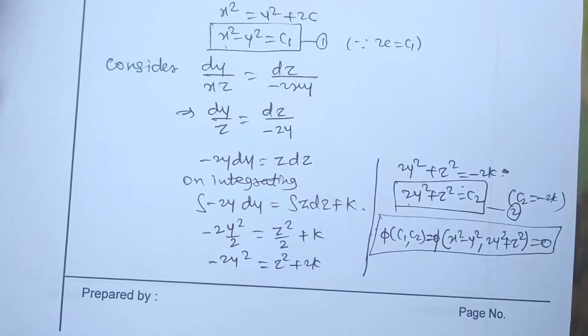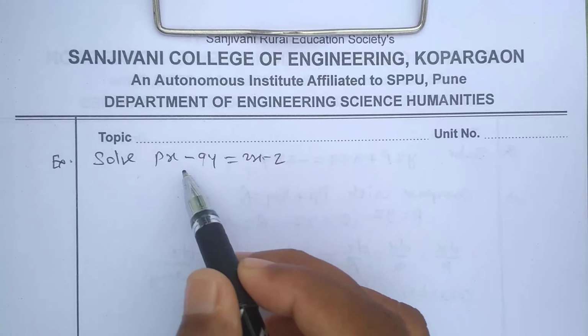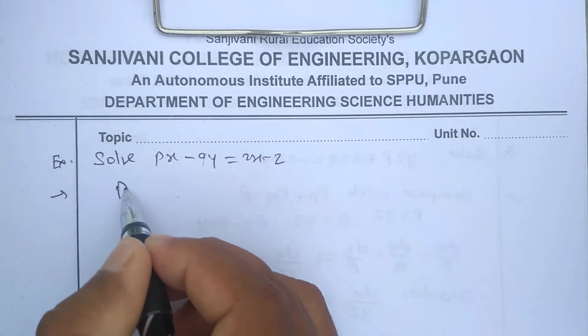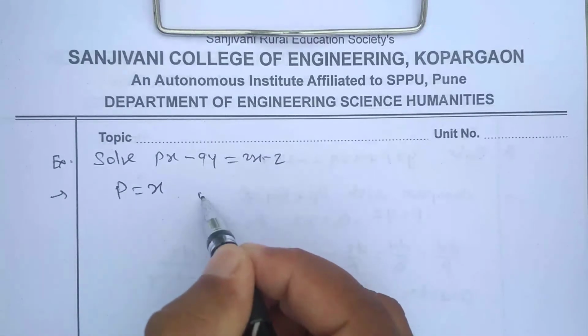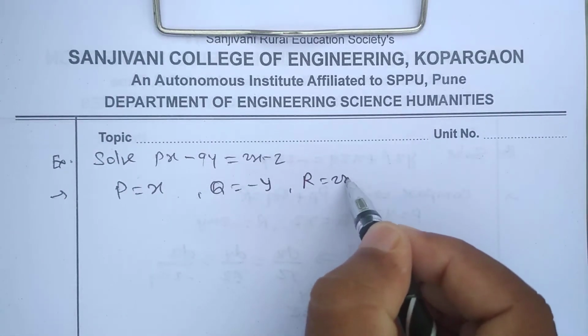Then next example, solve px minus qy equals 2x minus z. So here the value of capital P is x, the value of capital Q is minus y, and the value of capital R is 2x minus z.